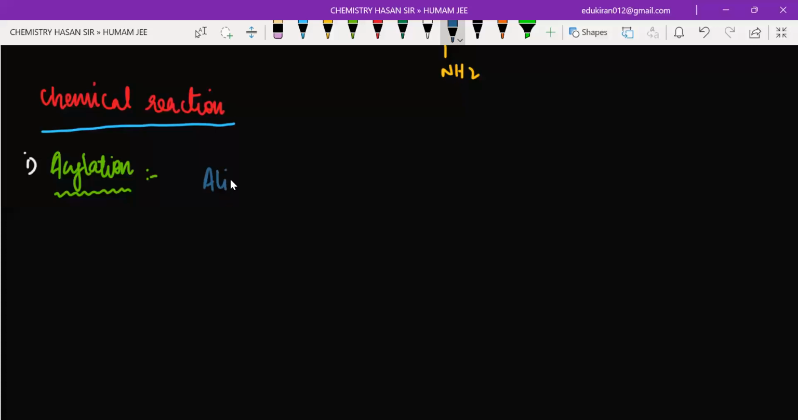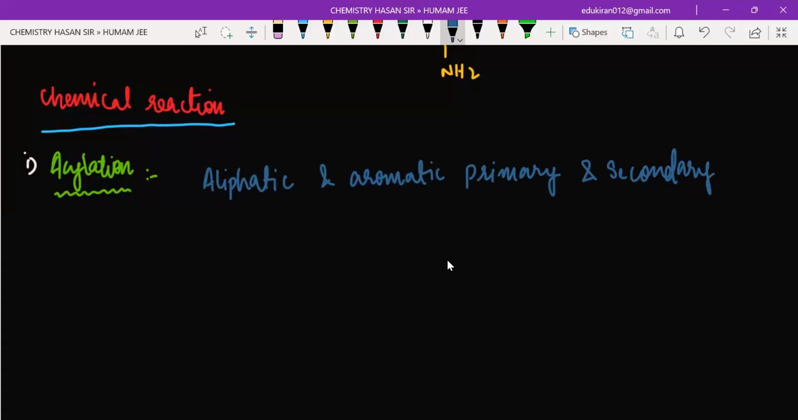So see, acylation, either it is aliphatic amine or aromatic amine, primary or secondary, not for tertiary. It is not for tertiary. Primary and secondary amines react with acid chlorides.